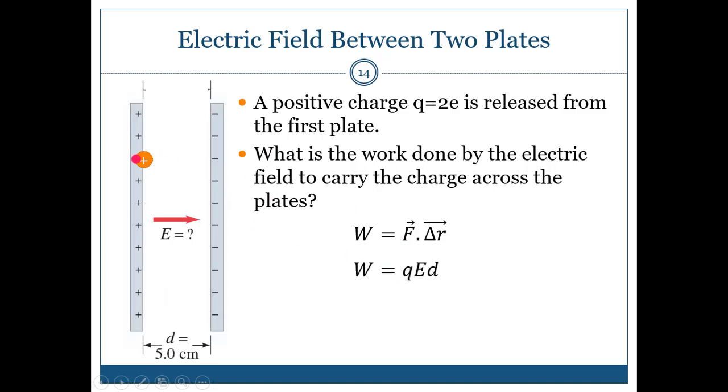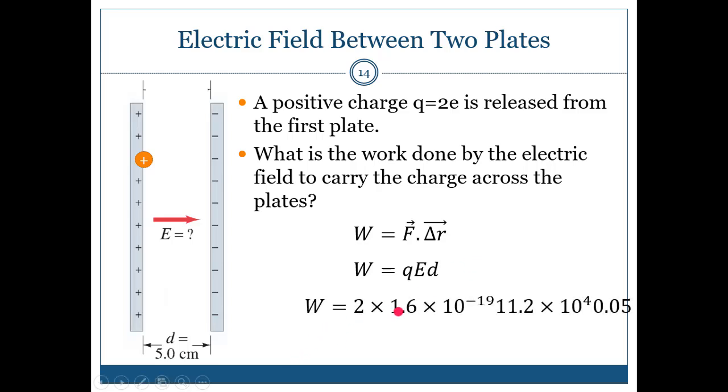Force on this charge will be F equals QE, Q times the magnitude of this charge times the electric field in between, right? Times the distance it will travel. This charge will be carried across the plates, so it's going to travel a distance of 5 centimeters. Let's just call it D for the time being. So work equals Q times E times D. Work done by the electric field to carry this charge across the plates.